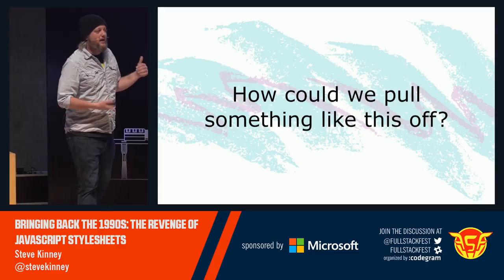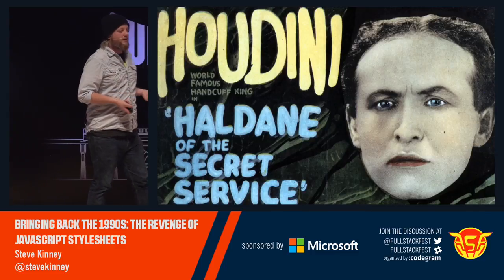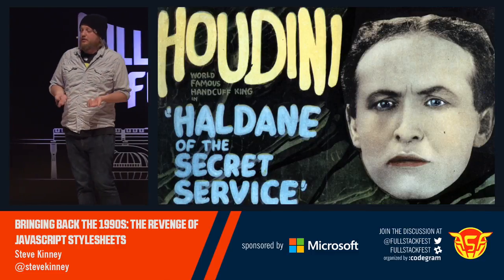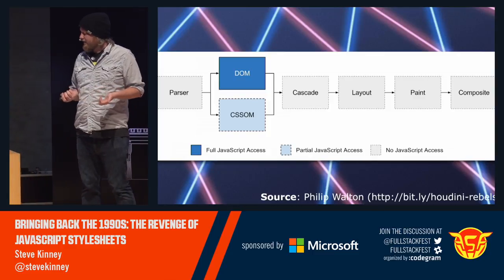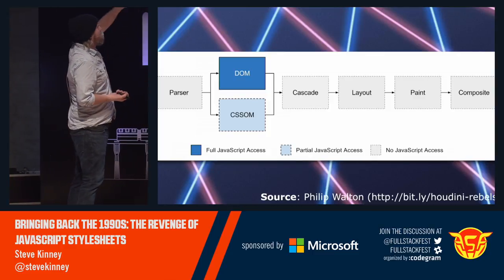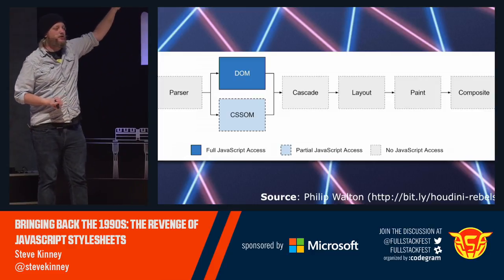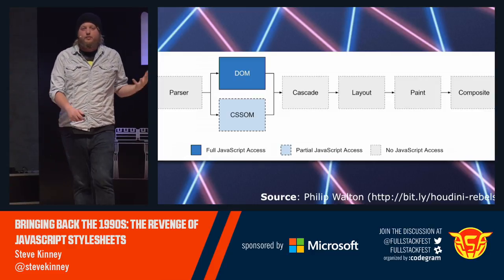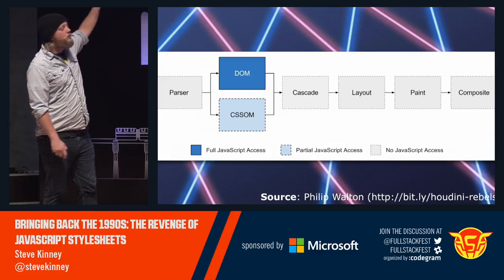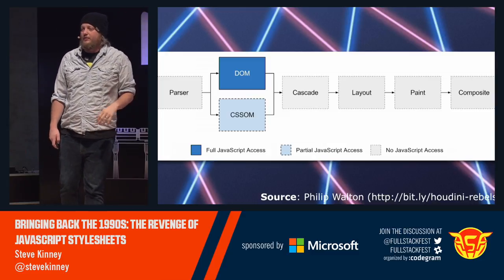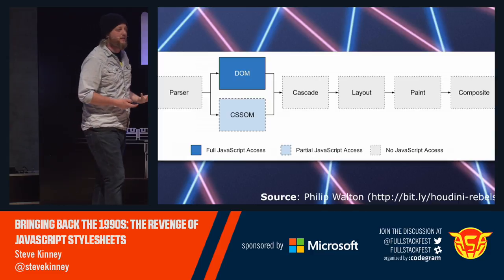Sam talked a little bit about how we could solve this problem, right? There's currently a working group working on this thing called Houdini, and the idea is to give us all the parts that we can't really touch right now. We talked about the CSS Object Model, which is our partial JavaScript access to what's going on in style sheets, but there are a lot of things we have no insight and no control over whatsoever right now, which makes it very hard to do these things.